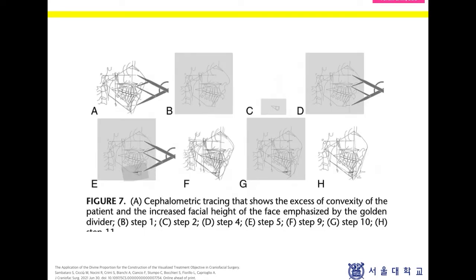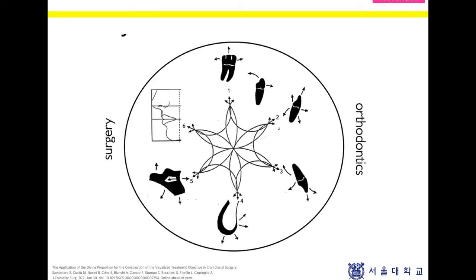The third case is a female, 18 years old, with a convex profile, strain of the mentalis, and excessive convexity, chosen to prove the method to forecast the genioplasty. The divine proportion analysis shows an excess of the vertical dimension.